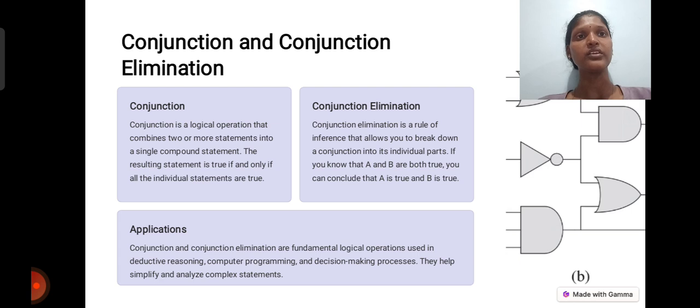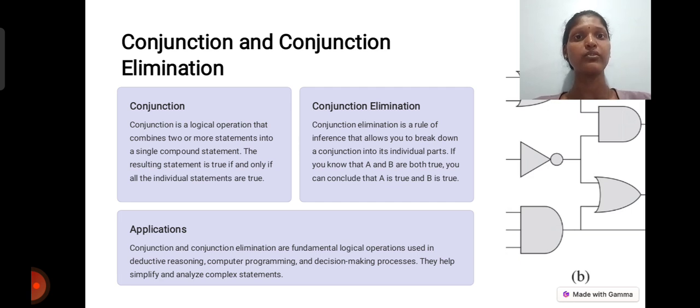Conjunction and conjunction elimination. Conjunction is a logical operation that combines two or more statements into a single compound statement. Conjunction elimination is a rule of inference that allows you to break down the conjunction into individual parts. If you know that A and B are both true, then we conclude that A is true and B is true.